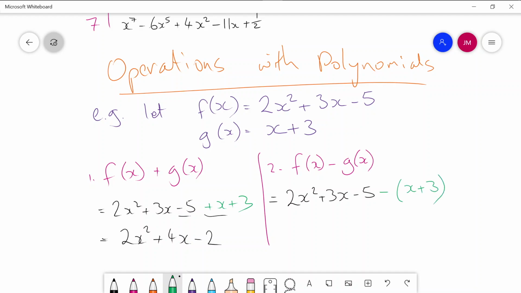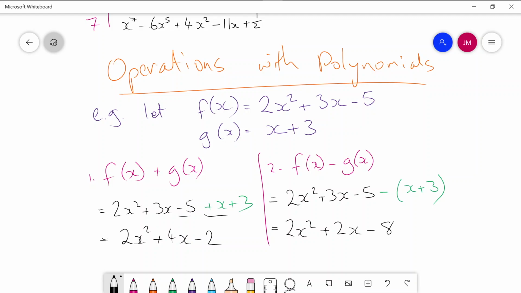For this one, it won't matter too much, but if I had a minus 3 in there, I'd be subtracting a negative. So if I put it in brackets there, I know that I'm not going to get caught out if I'm subtracting a negative. So 2x squared, again, that's my leading term. I've got 3 of x minus x, so now I have plus 2 of x. Negative 5 minus 3 gives me negative 8.